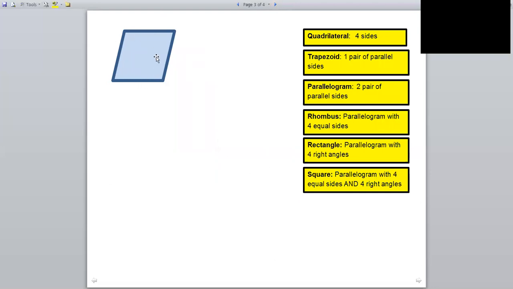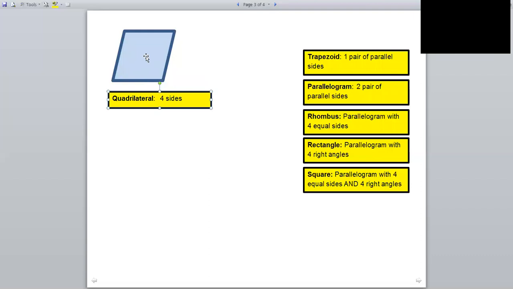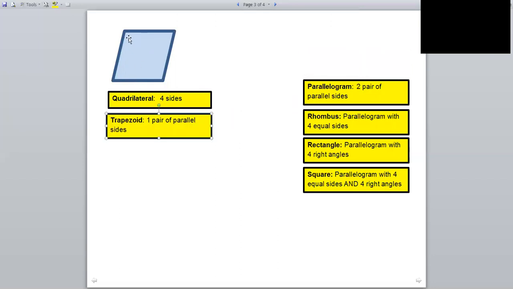So, we have our figure here. Can we call this figure a quadrilateral? Good job. Yes, we can, because it does have four sides. Can we call this figure a trapezoid? Yes, we can call this figure a trapezoid because it has one pair of parallel sides. If we look at the top and bottom, we will see that these lines would continue on, and they would never touch or intersect. Can we call this figure a parallelogram?